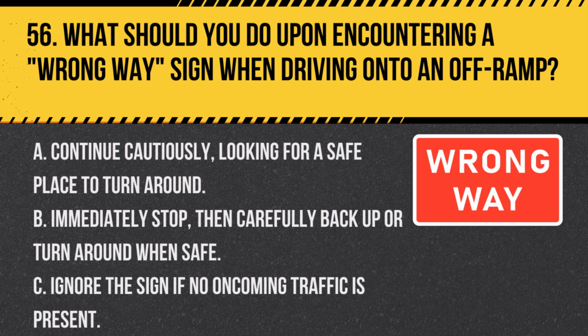Question 56. What should you do upon encountering a wrong way sign when driving onto an off-ramp? A. Continue cautiously, looking for a safe place to turn around. B. Immediately stop, then carefully back up or turn around when safe. C. Ignore the sign if no oncoming traffic is present. Answer. B. Immediately stop, then carefully back up or turn around when safe. Entering an off-ramp the wrong way poses a serious danger.